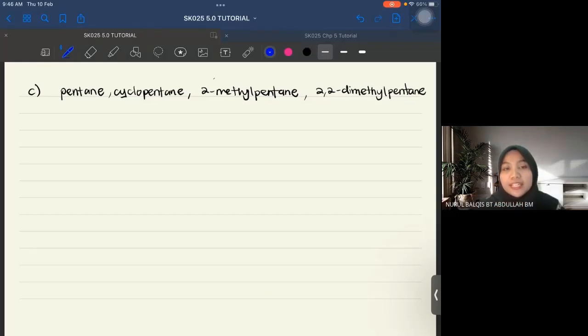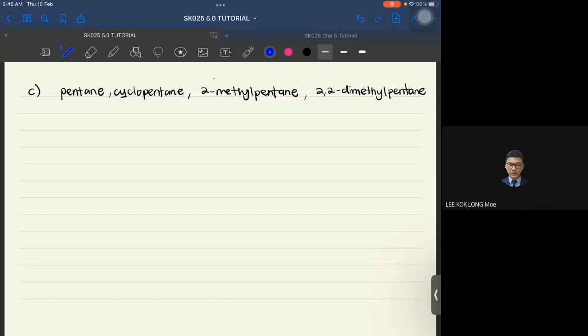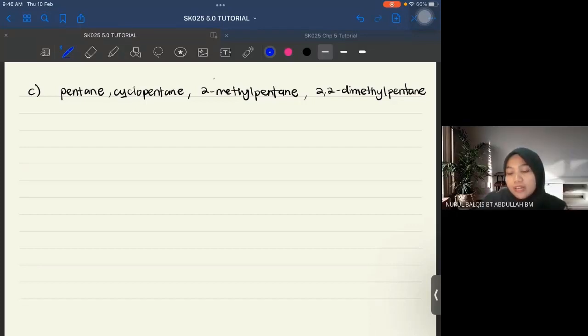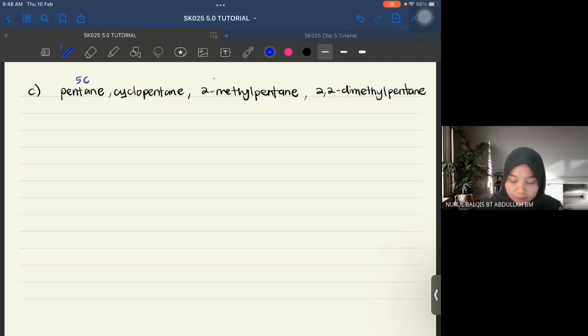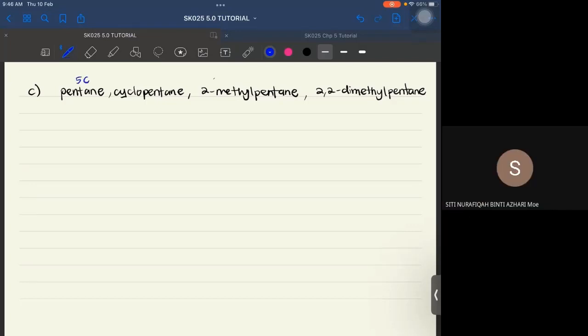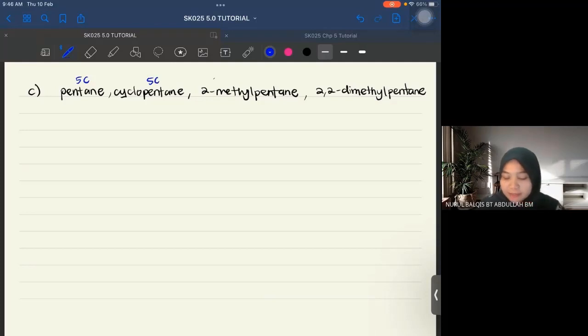Okay, the highest priority kita kena check apa dulu? Molecular size kan? Do they have the same number of carbons? No. Okay, pentane got berapa carbon? 5 carbon. What about cyclopentane? 5 carbon juga, tapi kali ini dia dalam cyclic structure. What about 2-methyl pentane? 6 carbon, and then kita tahu longest chain is 5 plus 1 carbon.